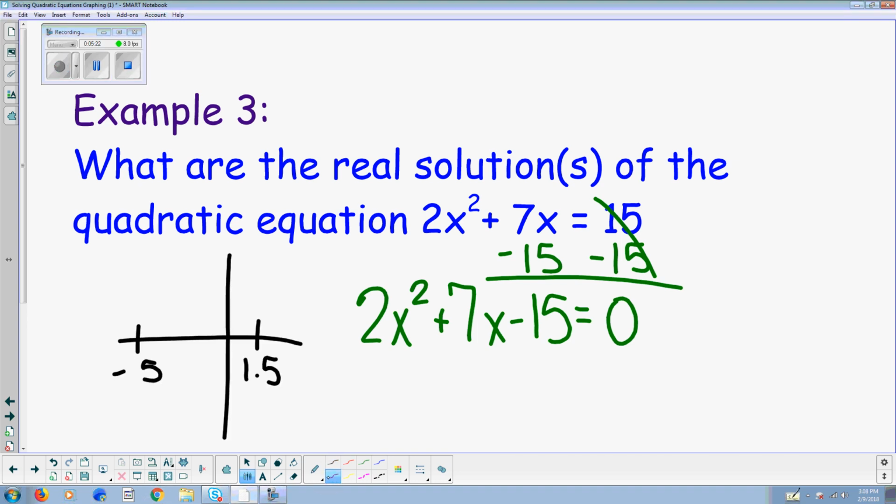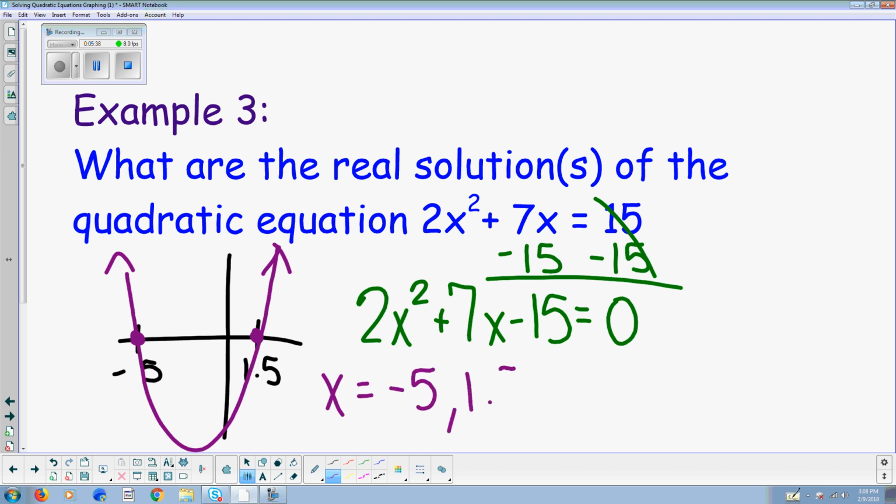So when we graphed this, we found zeros at 1.5 and at negative 5. Those are the x-intercepts. So this looks like a sketch of our graph. So our real solutions, we could say x equals negative 5 and 1.5, or we could see that written as an answer set of negative 5 and 1.5.